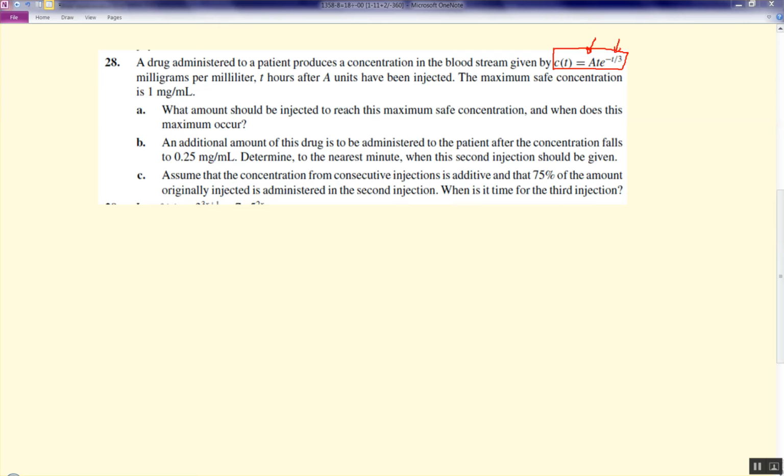T is the time. Now, there is a requirement here. The maximum safe concentration is 1 milligram per milliliter. In other words, we want to make sure that the value of this function is always less than or equal to 1, cannot be above 1. So the first question is to determine what this A is and when does this maximum occur.